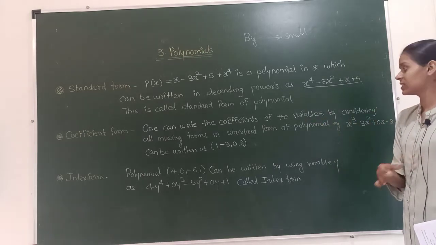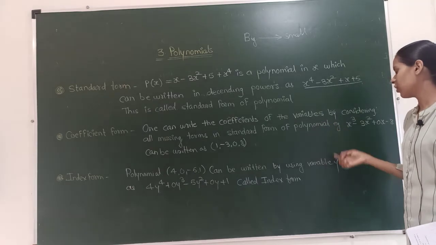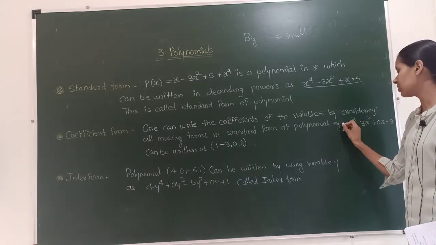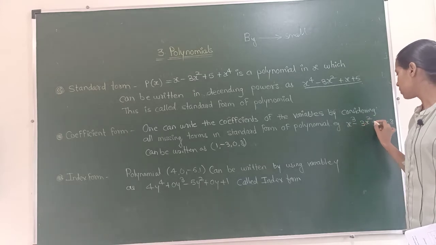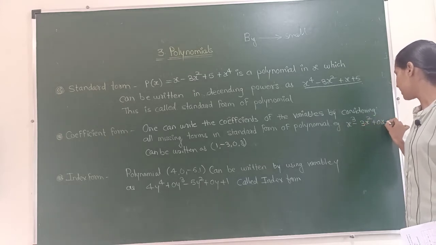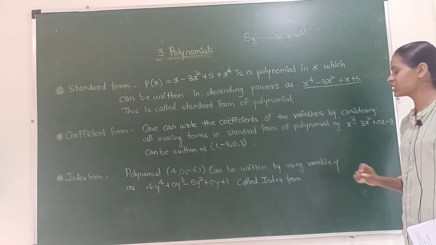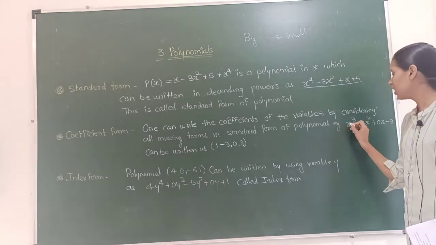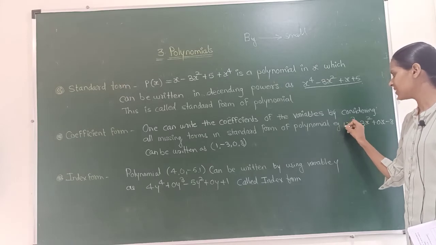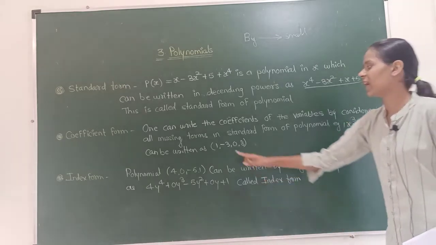For the missing term it is 0, and we will see the example so that you will get clarified. x raised to 3 minus 3x raised to 2 plus 0x minus 8. How will you write the coefficients for this? Okay, here the number before the variable x is nothing, that is 1, so we will write 1.